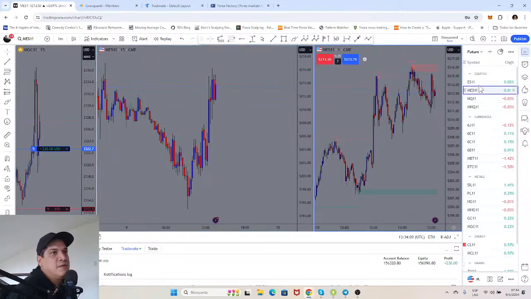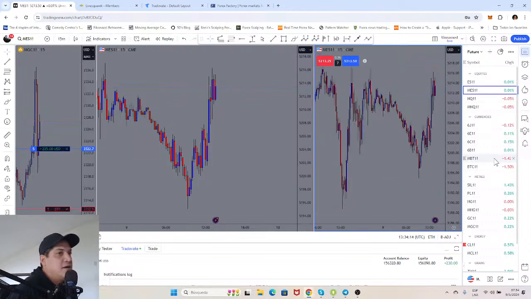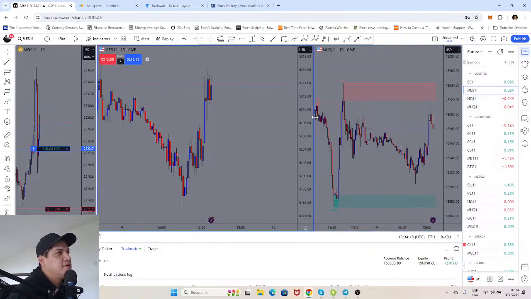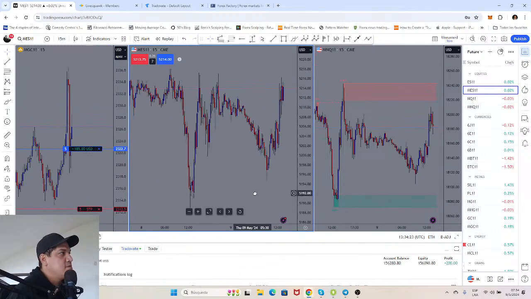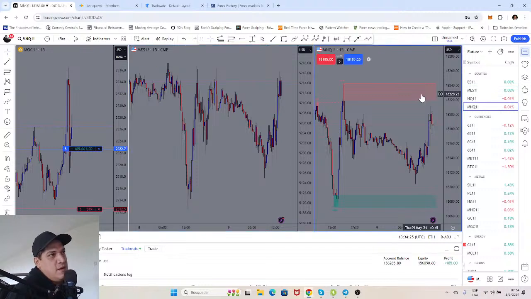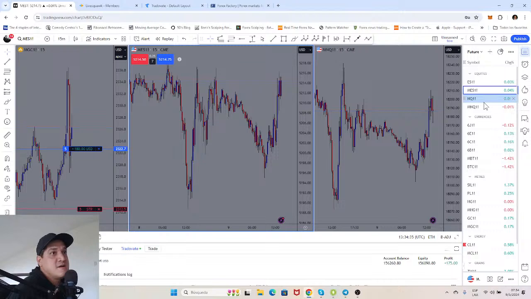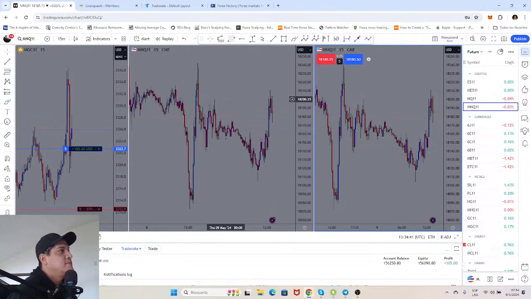We got the E-mini, but I need a 50-minute chart. And the Nasdaq. All right. So here we have the two assets that I'm looking to trade. But I'm gonna look at the Nasdaq here because I already drew the lines. Where's the lines? All right.